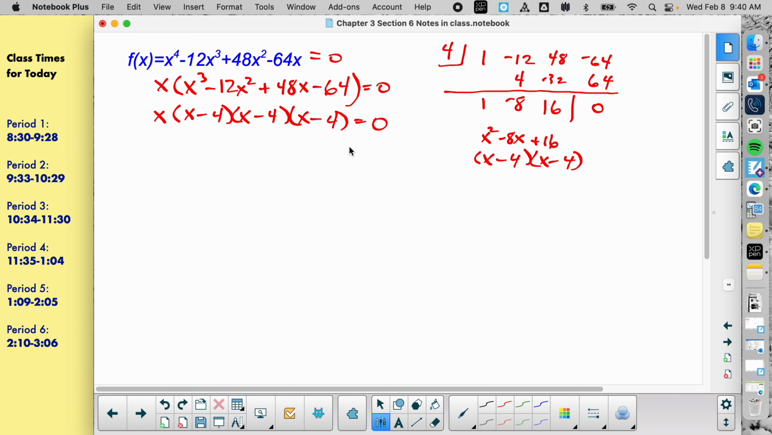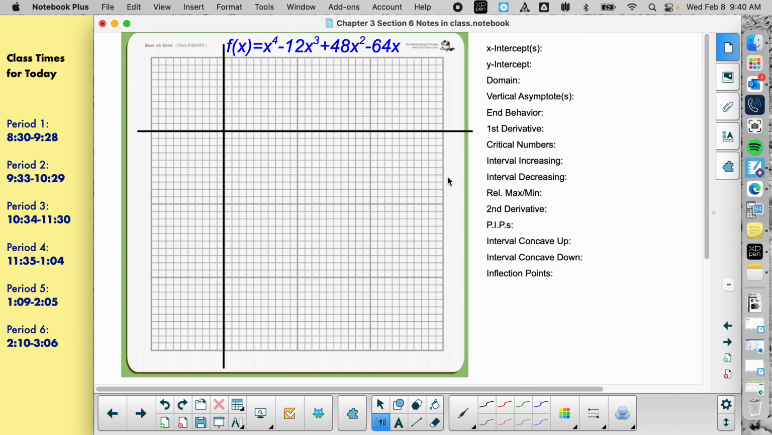Well, now I found all my intercepts, so I only have two x-intercepts, 0 and 4. All right, got my first answer. I probably shouldn't write them that way. X-intercepts are actually points, so I'm better off writing them as points: (0, 0) and (4, 0).